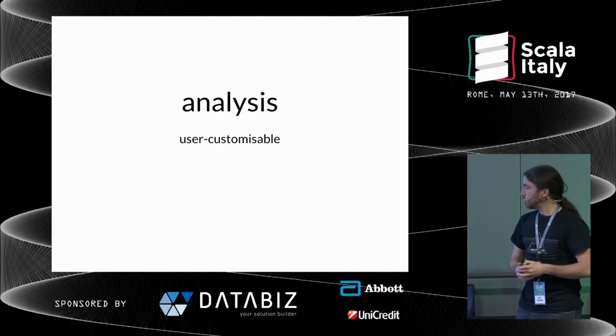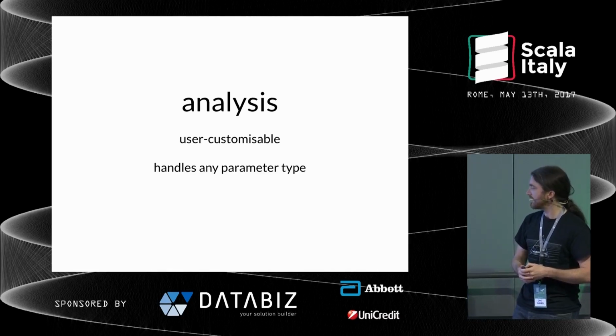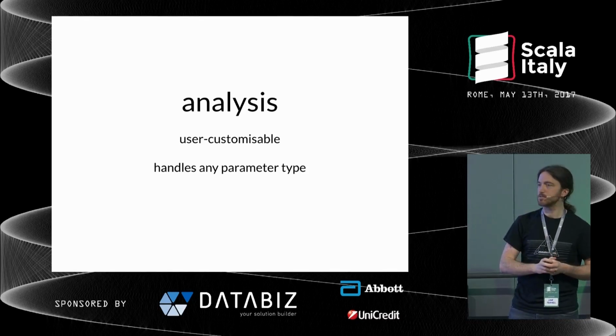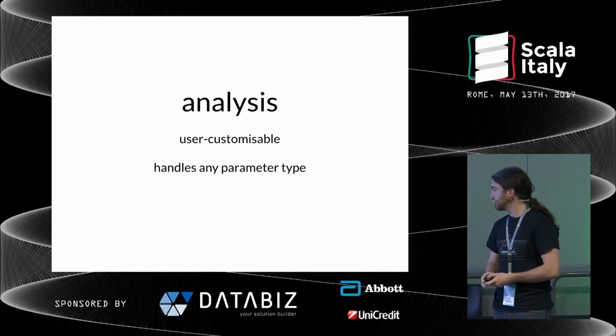So we've built in user customizability and the ability to handle any parameter type, not through using metaprogramming, but through using regular old Scala type classes. And regular old Scala type classes are super powerful, and we shouldn't forget about them just because we have new toys like macros and Shapeless.